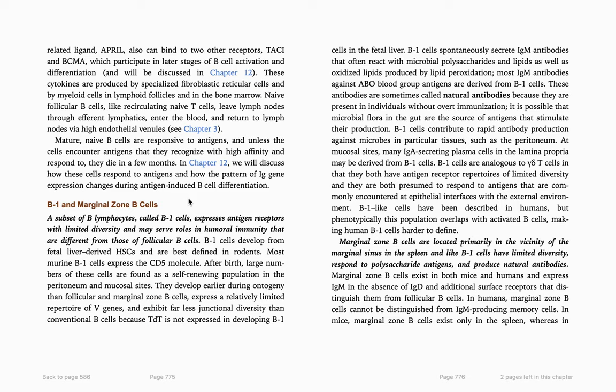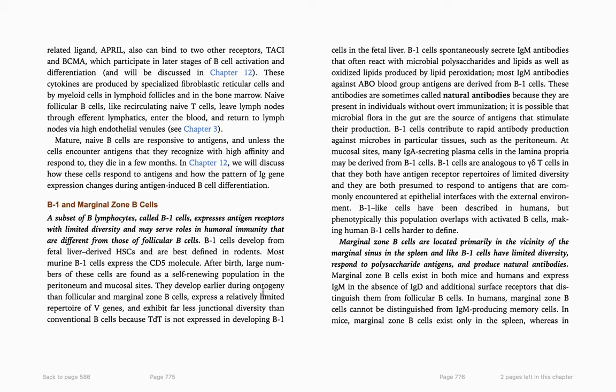B1 and marginal zone B cells. A subset of B lymphocytes called B1 cells expresses antigen receptors with limited diversity and may serve roles in humoral immunity that are different from those of follicular B cells. B1 cells develop from a fetal liver-derived hematopoietic stem cell and are best defined in rodents. Most murine B1 cells express the CD5 molecule. After birth, large numbers of these cells are found as a self-renewing population in the peritoneum and mucosal sites.